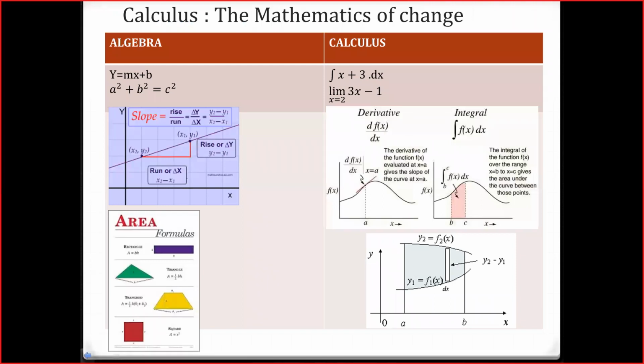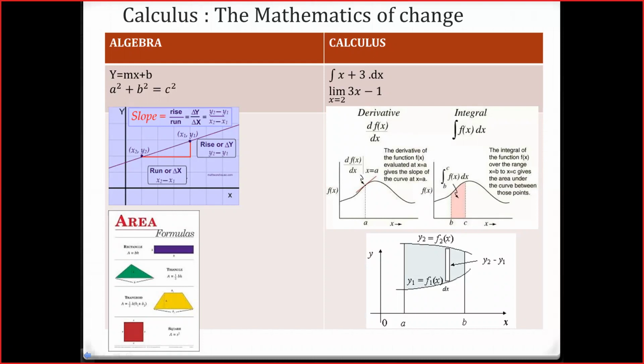Before that, I want to tell you what calculus is. Calculus is the mathematics of change. In algebra, as you studied before, you talk about the slope like mx plus b, and equations like a squared plus b squared equals c squared. But in calculus, we deal with integration, derivation, and limits.